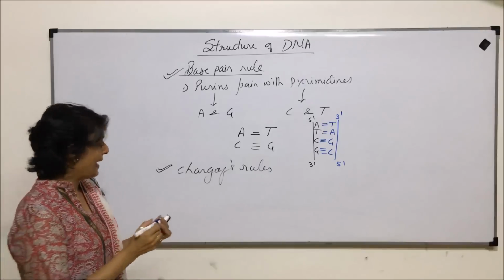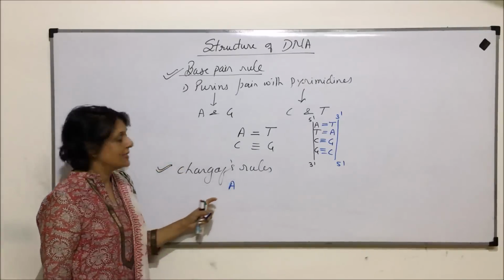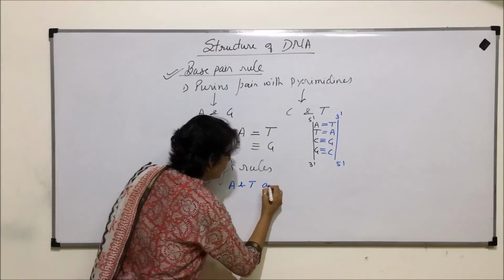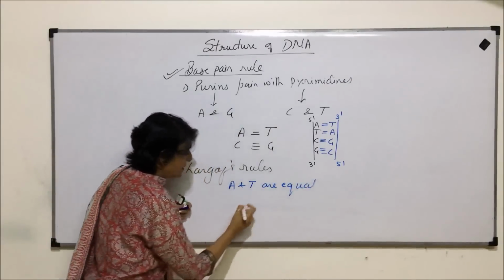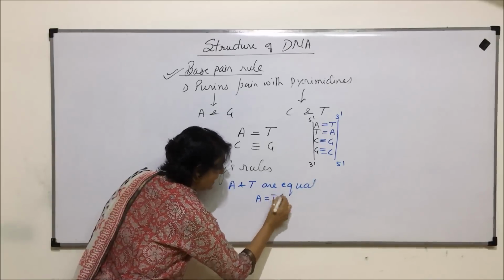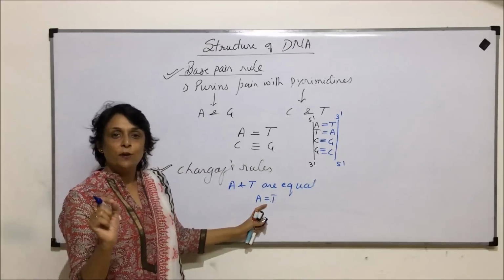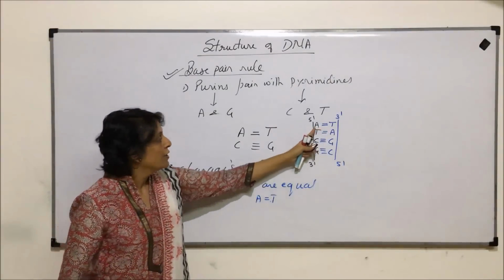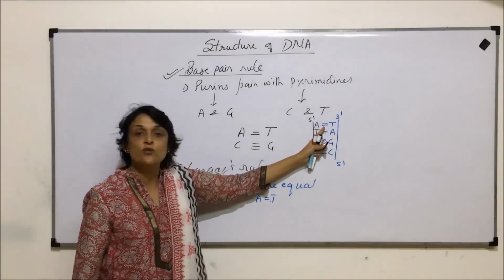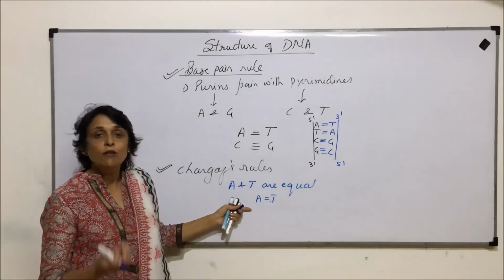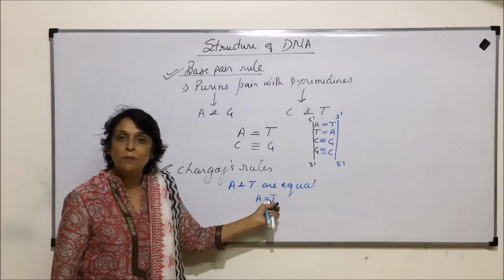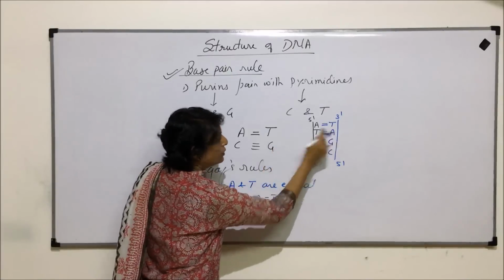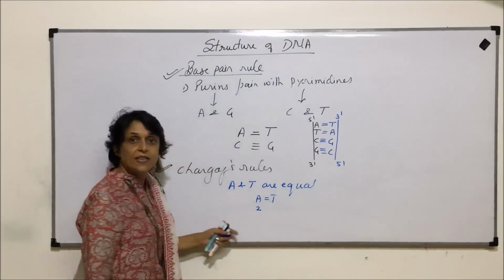Chargaff said that A, that is adenine, and T are equal. We represent it as A is equal to T. This is an equal to sign, whereas here this is representing two hydrogen bonds. So we should not get confused here. Here we are saying that A pairs with T by formation of two hydrogen bonds, and here we are talking about the number of A being equal to the number of T. Let us take the same example. Here, how many A's are there? 1 and 2. So, say there are 2 A's in a DNA strand.